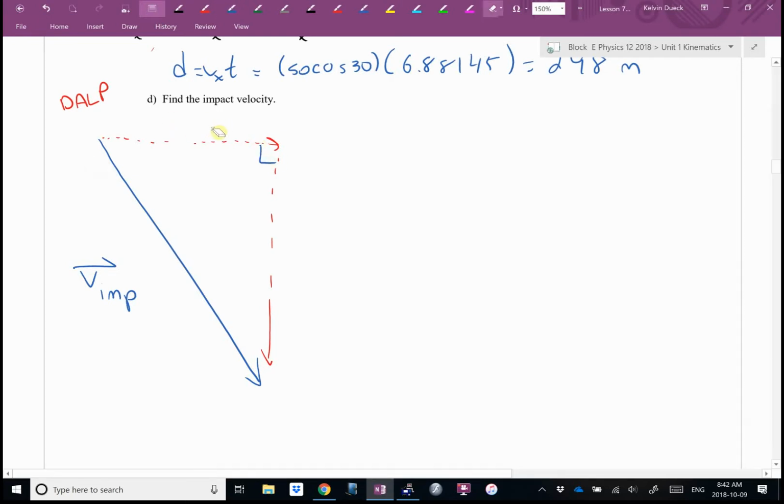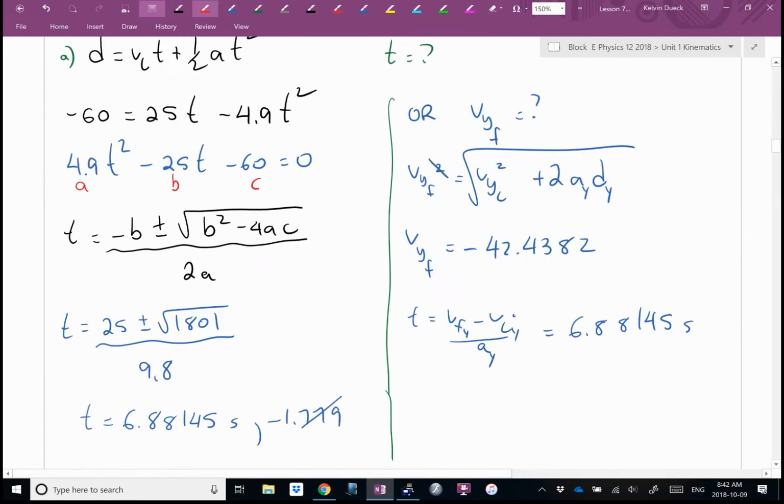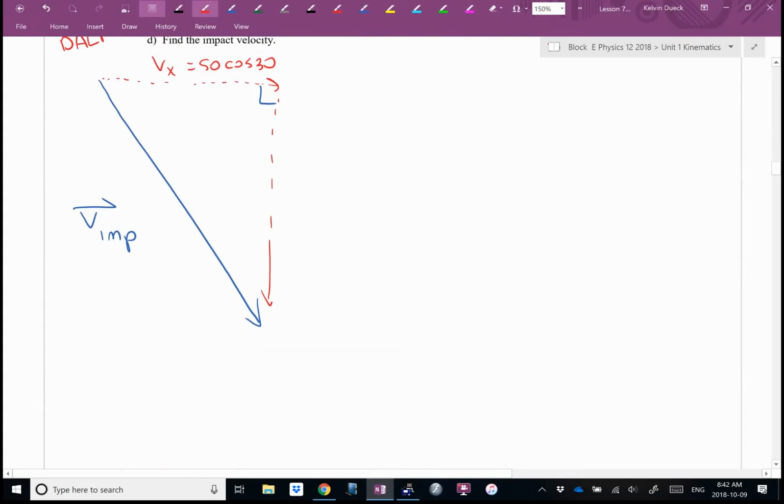What component is this? Do you say Vx? Yeah. Wait a minute. I know Vx. It's 50 cos 30, whatever the heck that is. What component is this? Now, I know it's Vy. Which Vy? Initial? Isn't initial 25 going on the way up? I don't think this looks like it's on the way up. I don't think it's negative 25 either. I don't think it's initial. I think it's the opposite of initial.